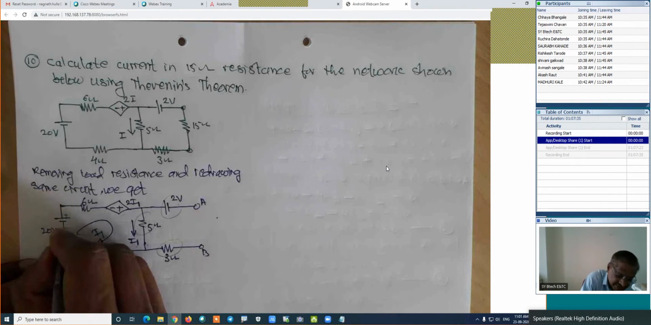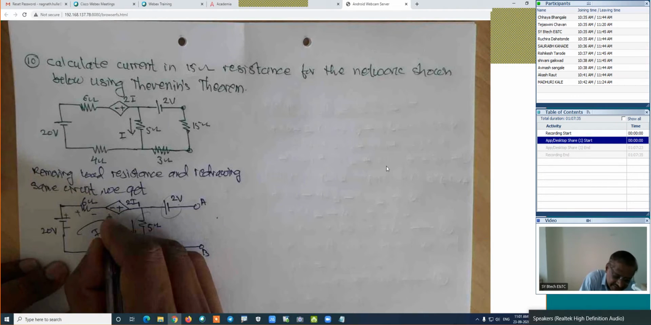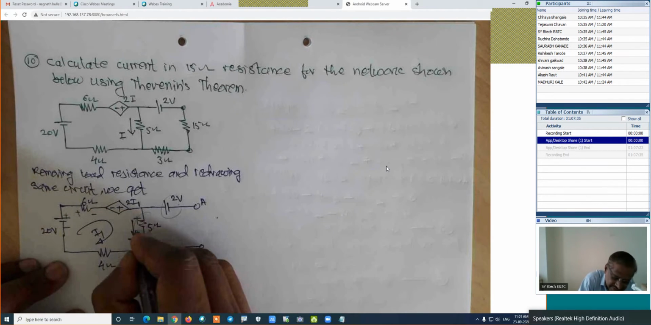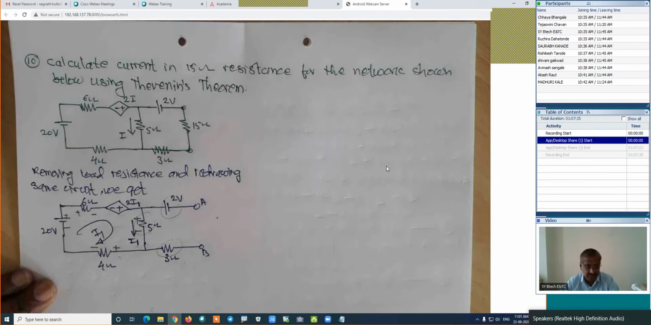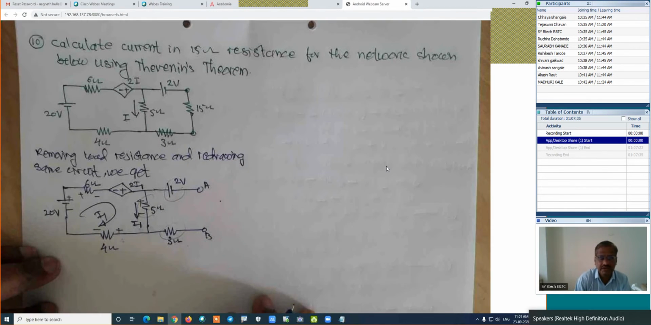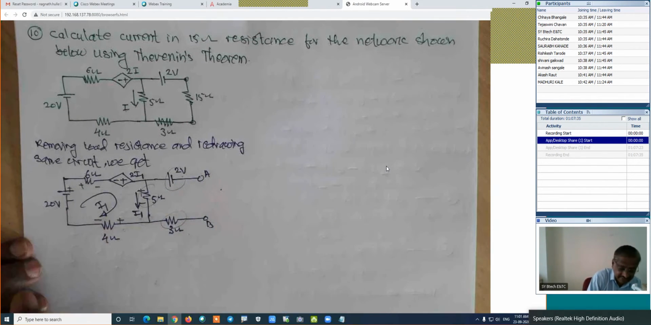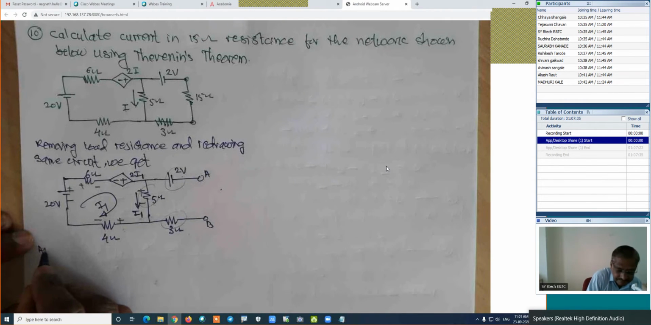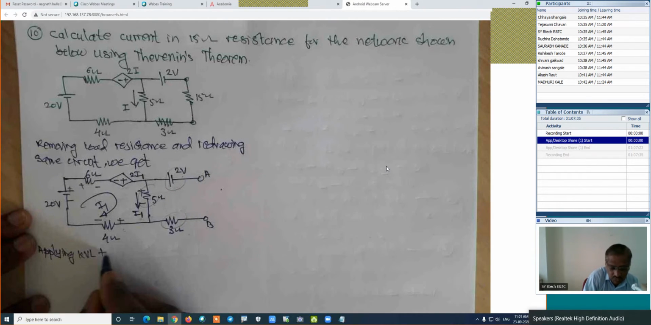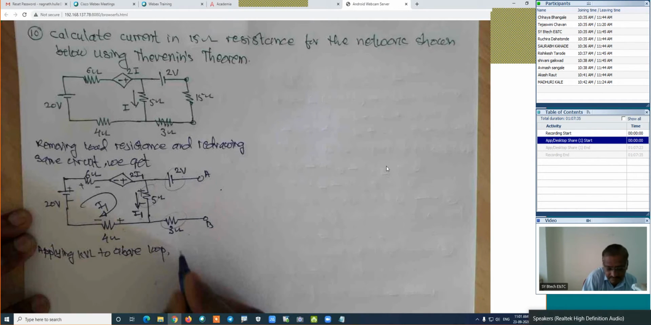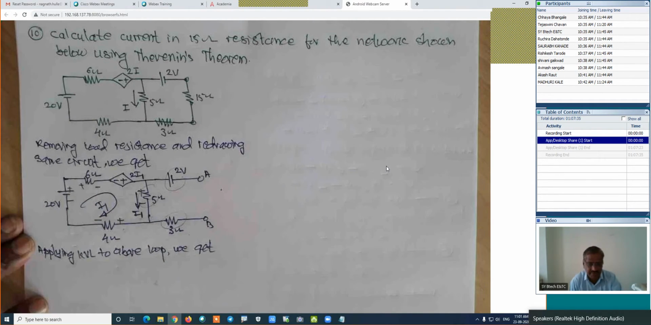This is plus, this is minus, this is positive, negative. This is already given its polarity. This will be plus and minus because this direction is downward. This is plus and minus. Now apply the KVL to this loop and prepare its equation. Is it right? Now what I will do? I will write here: applying KVL to above loop, we get. Apply the KVL, that is Kirchhoff's voltage law, to this loop and prepare its equation.